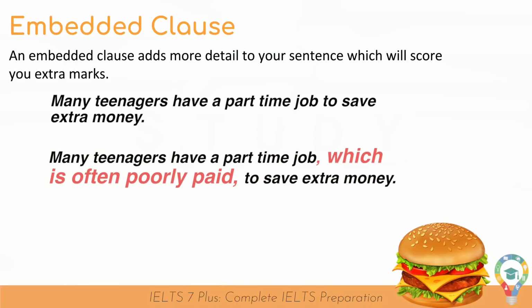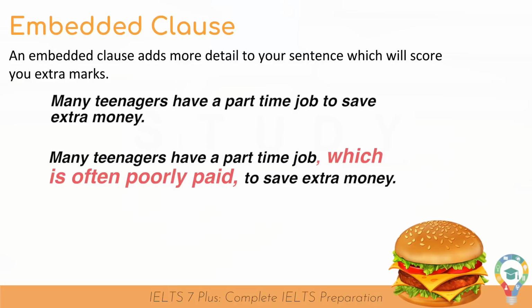Many teenagers have a part-time job, which is often poorly paid, to save extra money. Can you see how some people consider this to be a hamburger sentence? If we think of the black part of this sentence, that could be our bread, and the red part in the middle is our meat. It's very important to note that there are two commas separating the clauses.